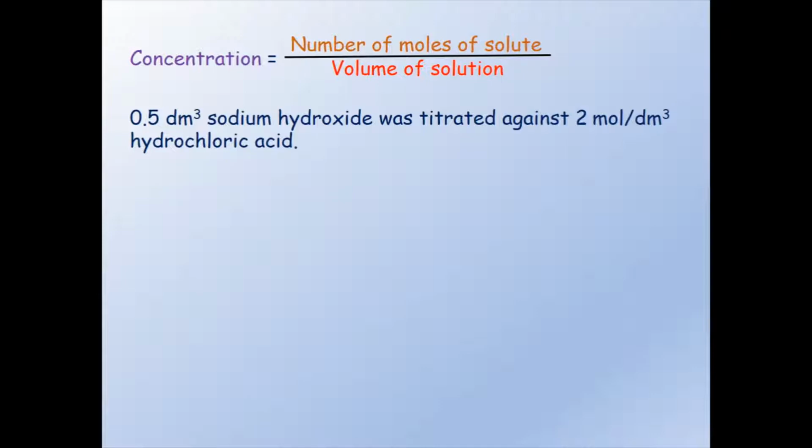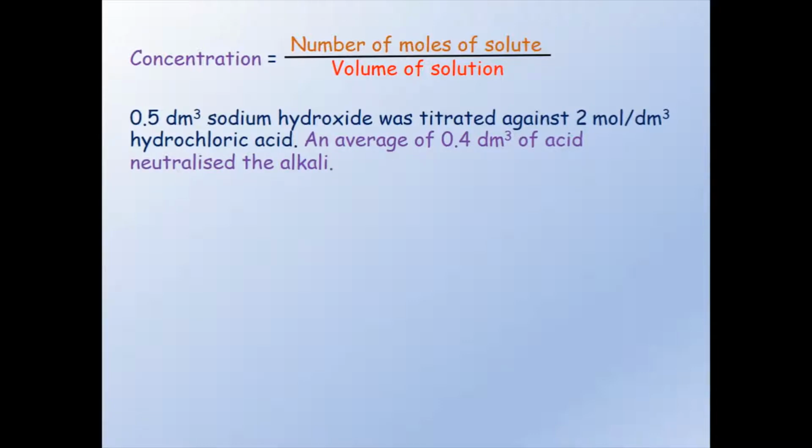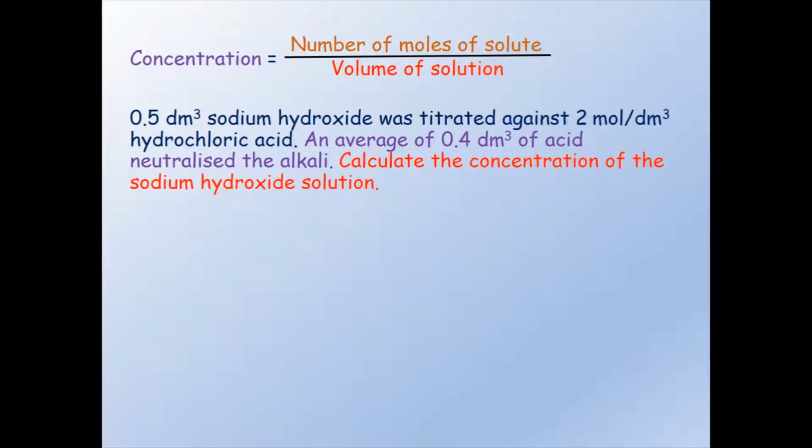0.5 dm³ of sodium hydroxide was titrated against 2 mol/dm³ hydrochloric acid. An average of 0.4 dm³ of acid neutralized the alkali. Calculate the concentration of the sodium hydroxide solution.